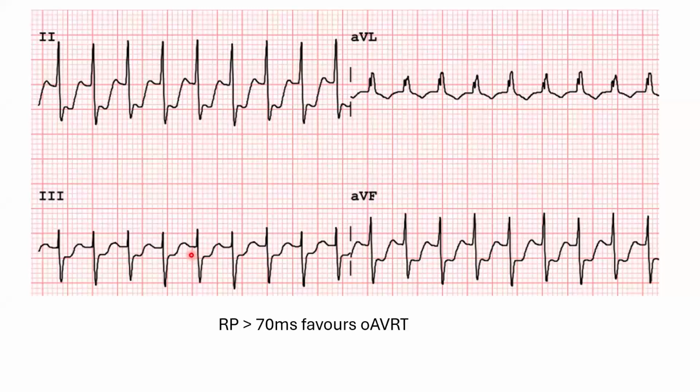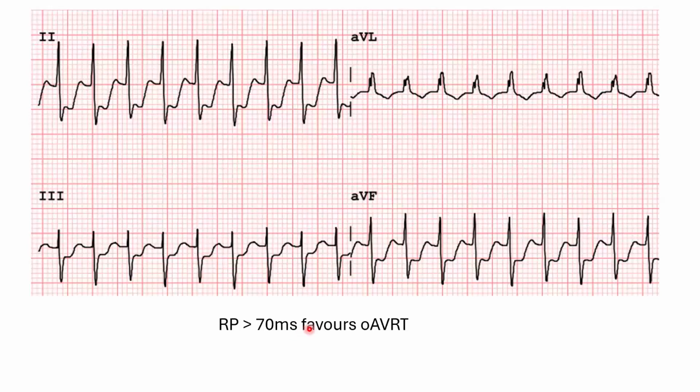In AVRT, there is sequential activation from the atrium to the ventricle, then from the ventricle to the atrium. So first the ventricle is activated, then it activates the atrium. So the RP interval in AVRT is usually more than 70 milliseconds. That is in favor of AVRT when compared to AVNRT.